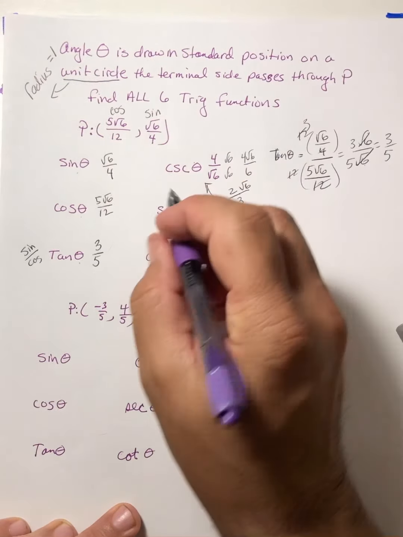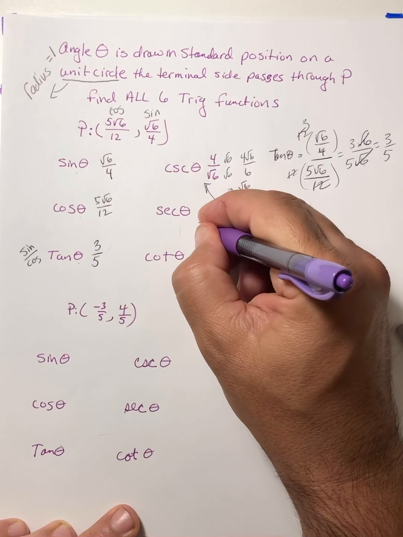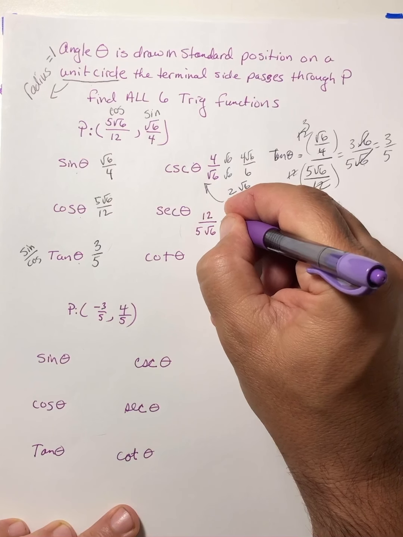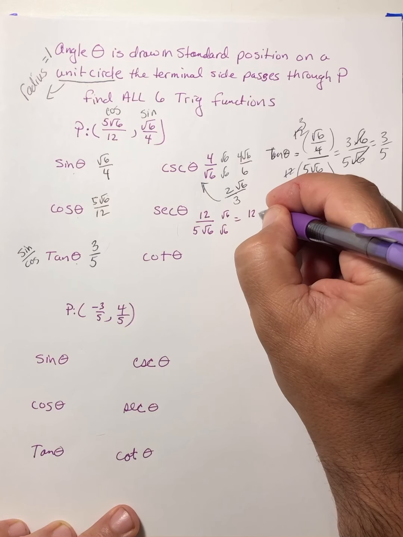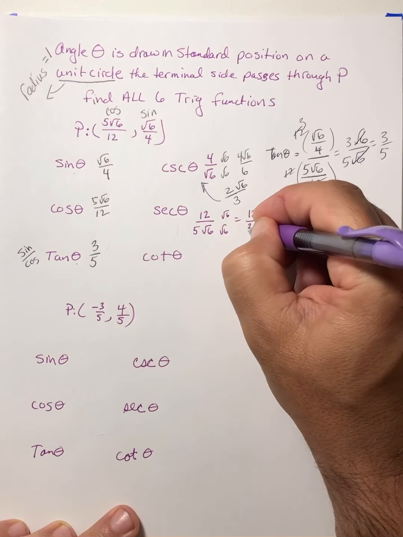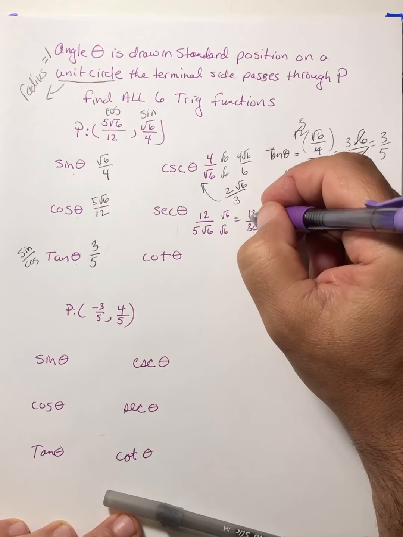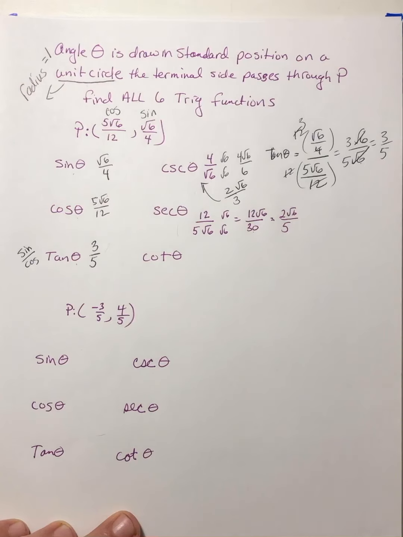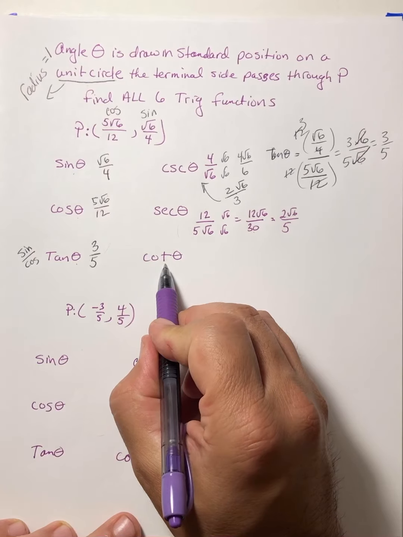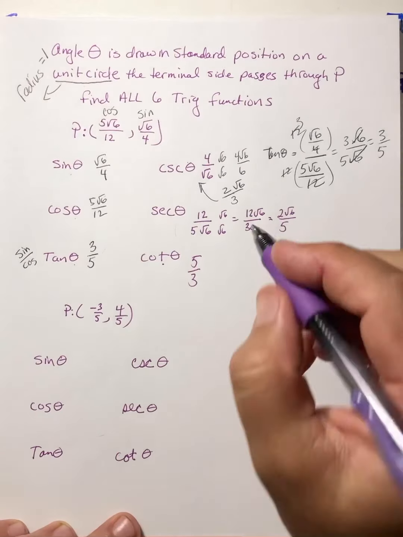All right, secant. Well, just taking this answer, flipping it over. So 12 over 5 radical 6. So again, multiply top and bottom by radical 6. So I have 12 radical 6 over 30, and we reduce. 6 goes into both of those, so I have 2 radical 6 over 5. All right, cotangent, 3/5. Oh, that just becomes 5/3. We're done. Okay.